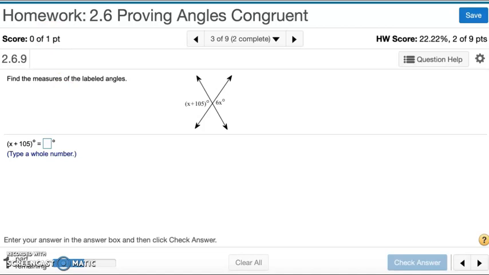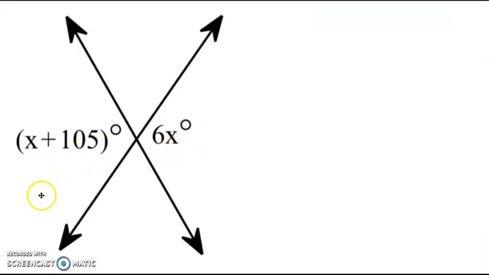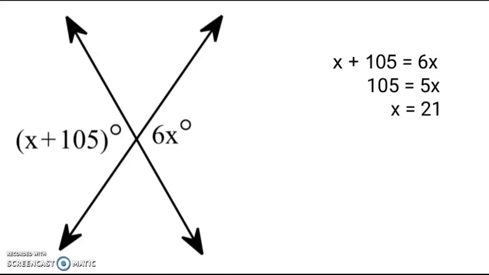Number 3, find the measures of the labeled angles. So let's write it out. These two are vertical angles, so we set them equal to each other. Subtract x to the other side, we get 105 equals 5x. Divide both sides by 5, you get x is 21. Now to find the measures, we have to substitute it in. So 21 plus 105 is 126. Both angles are the same, so your answer is going to be 126.